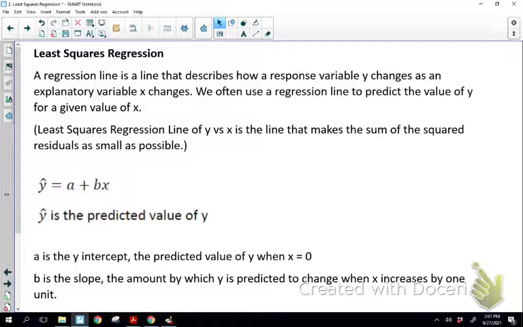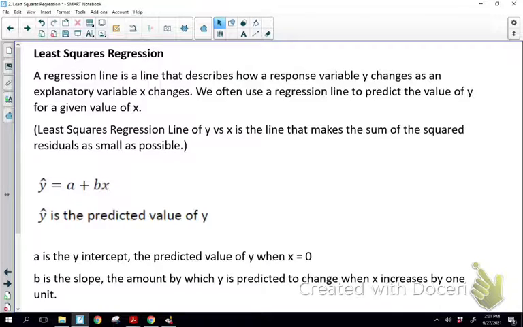We are talking about least squares regression today. Least squares regression is just another name for linear regression or finding the best fit line. So notice in parentheses there I define it. We're talking about the sum of the squared residuals, and they're trying to make that sum as small as possible.